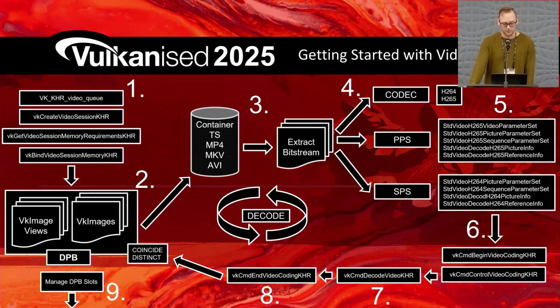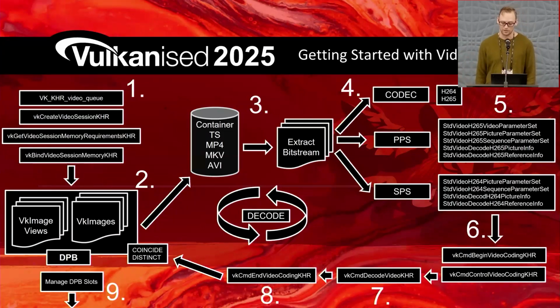You have your video queue and your video session. Each device and hardware you touch is going to have different requirements. I'll get more into that later on, how you handle images and decode. You have to allocate your image views, your VK images. This will mainly be your decoded picture buffer, or DPB.